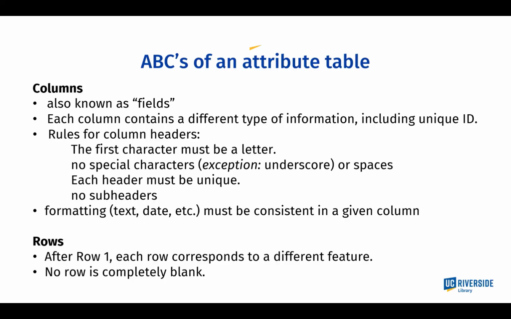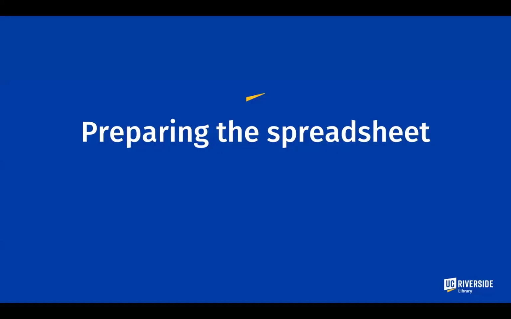And within that column, the formatting, whether it's all text or date or numerical, has to be consistent throughout the whole column. For rows, after row 1, which is dedicated to those headers for the columns, every other row in the table corresponds to a different feature on the map, and no row is completely blank. There can be blanks in certain columns, but the row has to have some kind of information in it somewhere, even if it's just the unique ID. So with that as a background, let's get into how we prepare our spreadsheet for including it in a GIS.